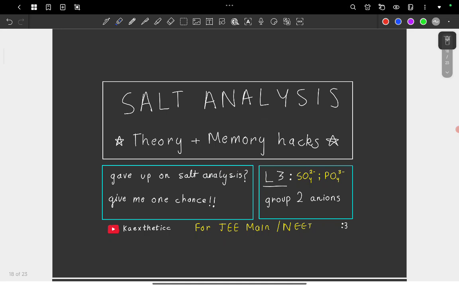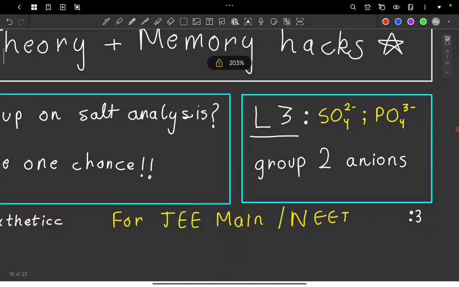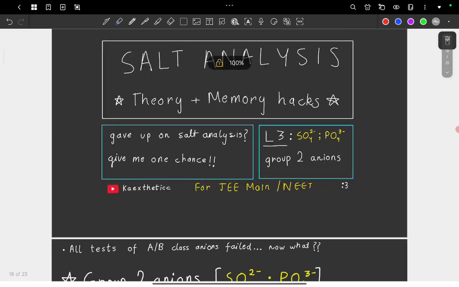Yeah. So salt analysis, theory plus memory hacks. Give me one chance and I will fix your salt analysis. We will be covering sulfate and phosphate ion, and this is the group 2 anion.